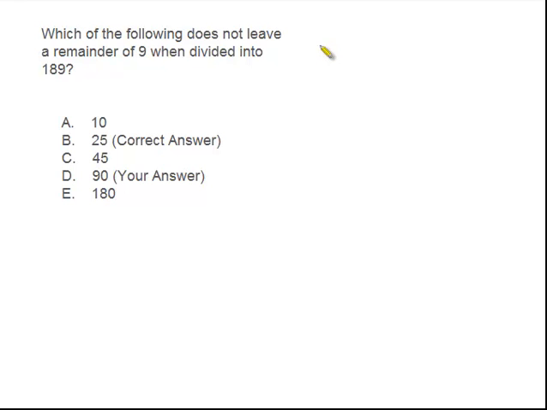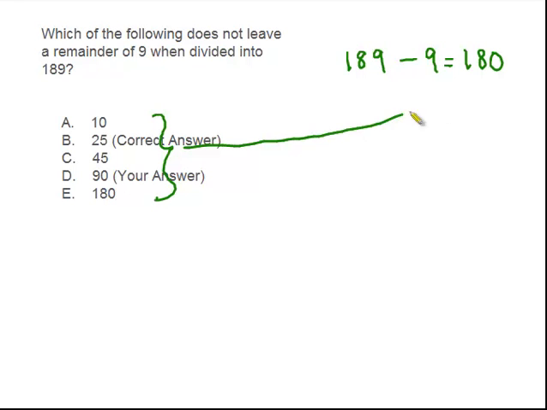We have the question, which of the following does not leave a remainder of 9 when divided into 189? So if we have the number 189, but there's a remainder of 9 involved, we can subtract that remainder, and what we're really looking at is which of these numbers here goes into the 180 evenly. Because this 9 is always added on at the end, so we can get rid of it, and then we're just going to see which of these are factors of 180.